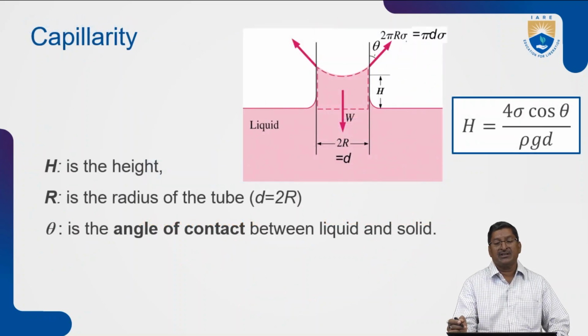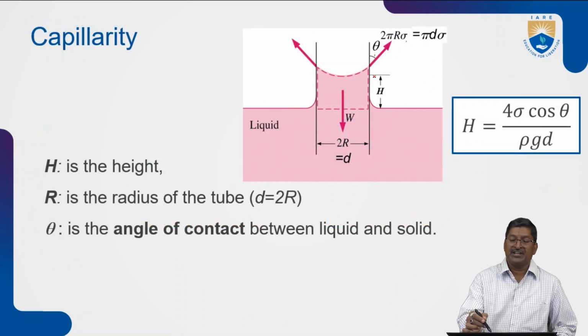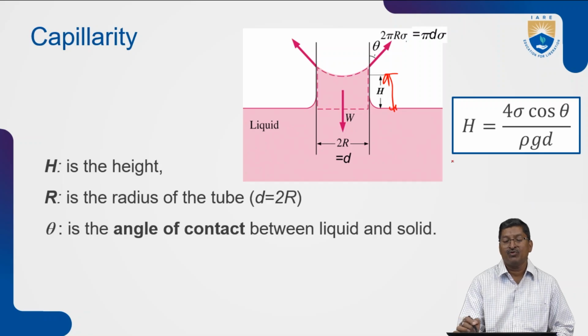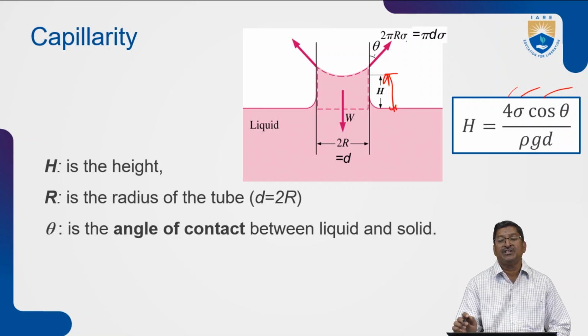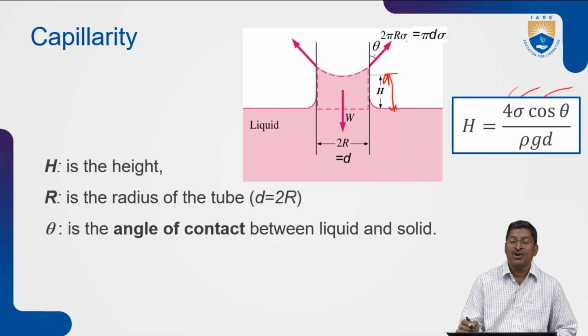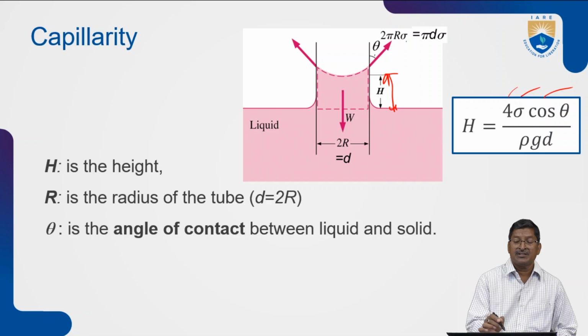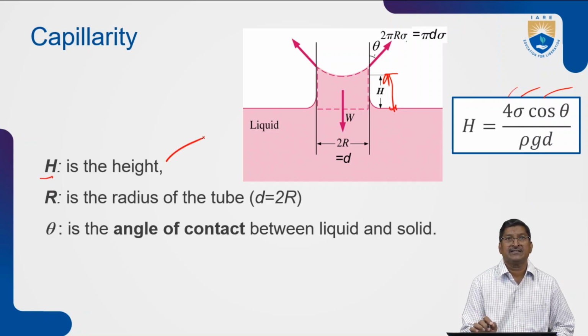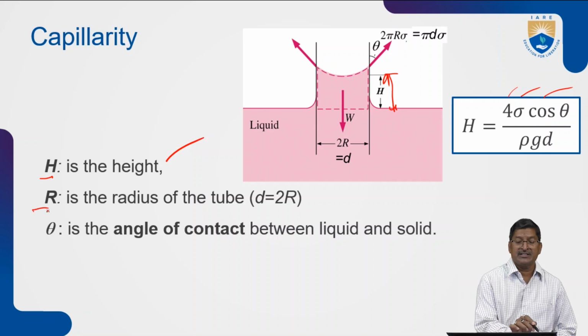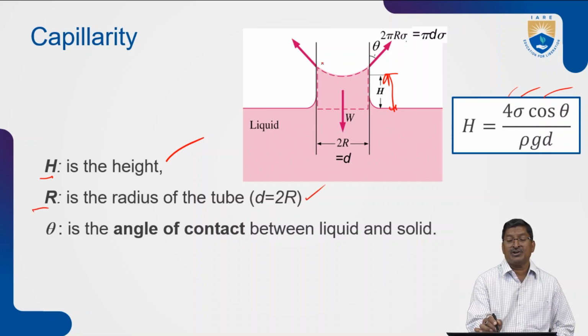So if you see the formula, how much rise? H, the capital H, is nothing but the rise of the water level. You can see the formula here: h equals 4 sigma cos theta by rho g d. First you will see H. H is the height of this rise of water. R is the radius of the tube. This small tube radius is R.